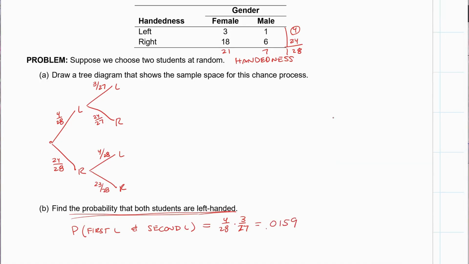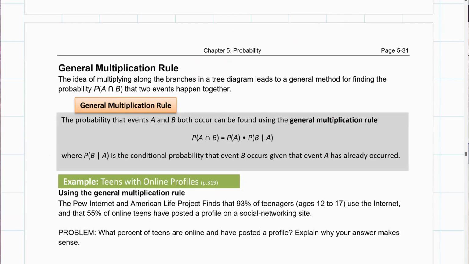0.159, right? But you can see how this diagram helps lead us to that answer. Let's do something maybe a little bit more complicated.